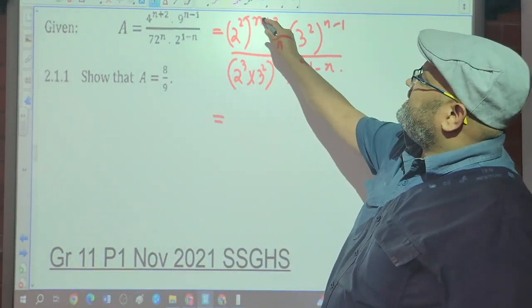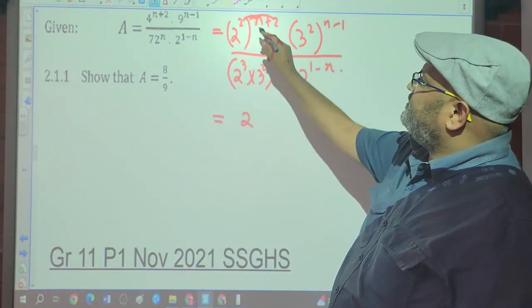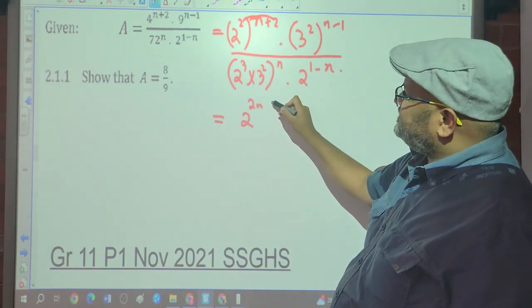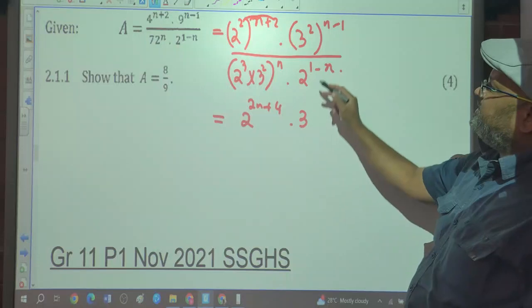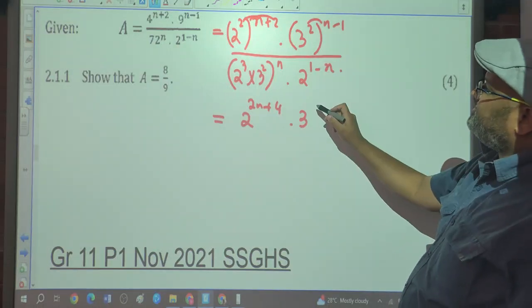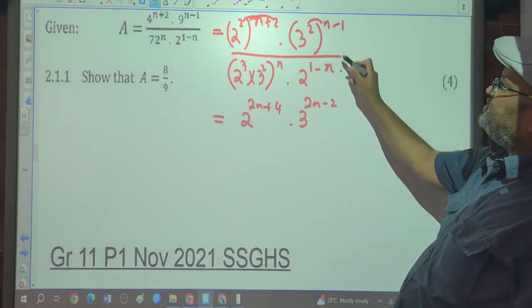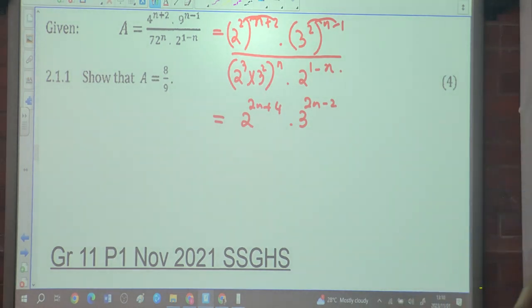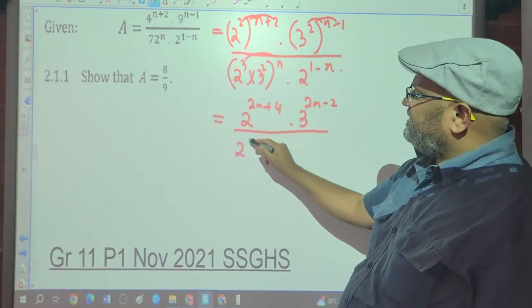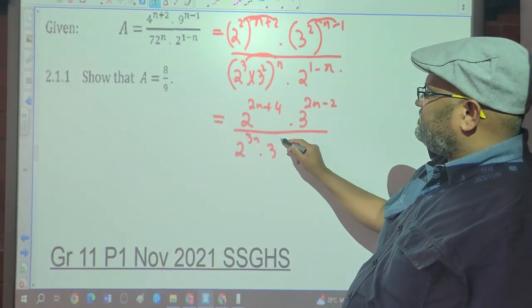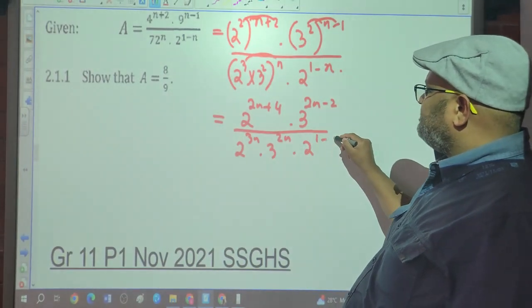So let's multiply that out. Let's get rid of the bracket. So it's 2 times n, 2n plus 4 times 3, sorry, not 3 squared, but 3 to the 2n minus 2. I'm multiplying that exponent over: 2 to the 3n times 3 to the 2n times 2 to the 1 minus n.